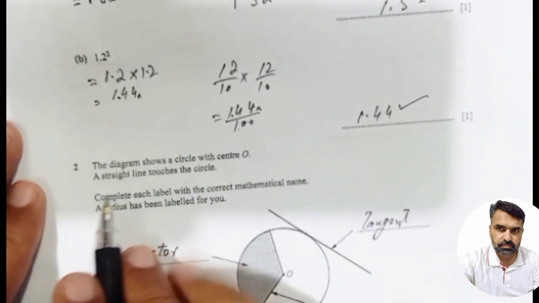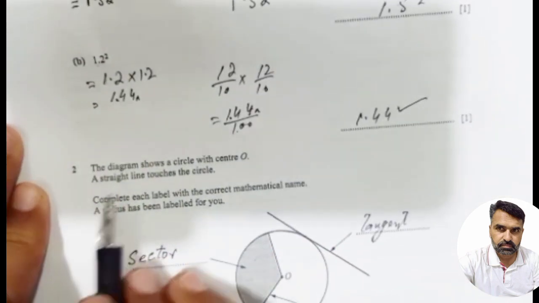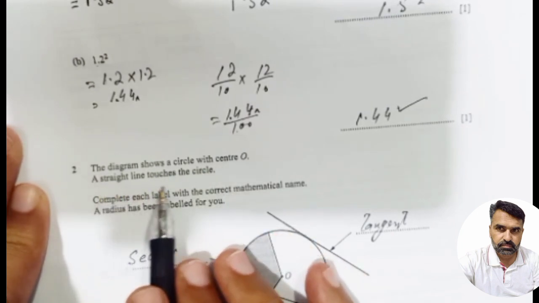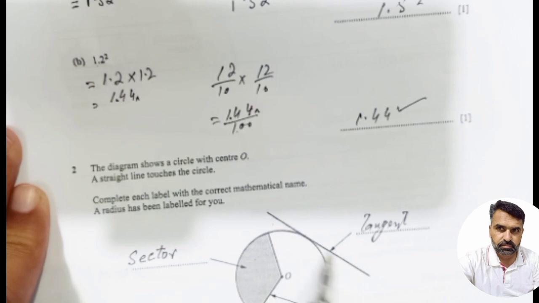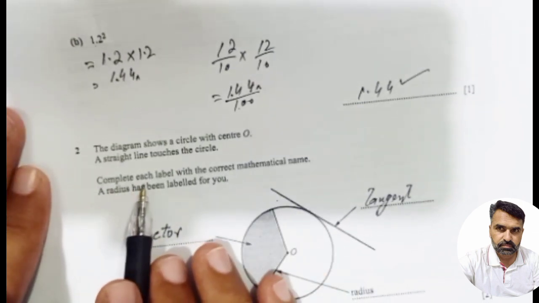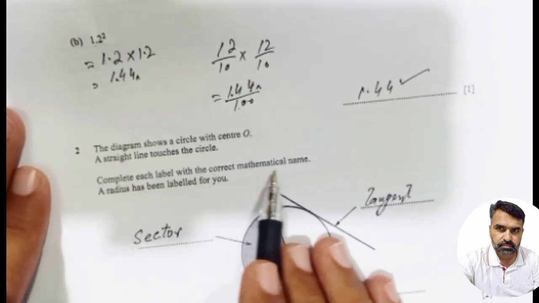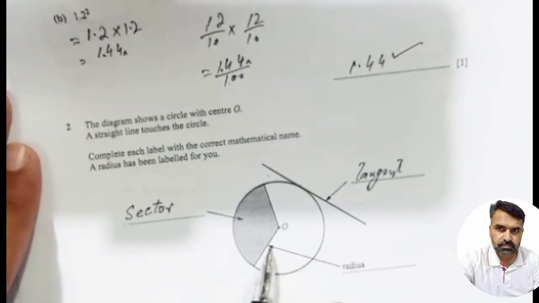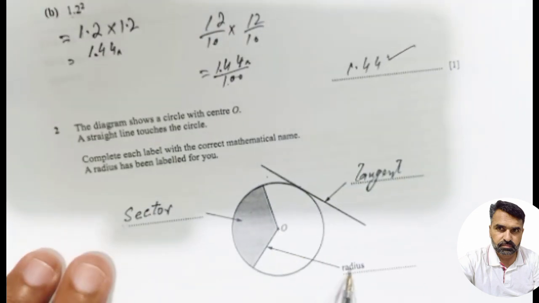Question number 2 is: the diagram shows a circle with center O. A straight line touches the circle. This is the line that is touching the circle. Complete each label with the correct mathematical name. A radius has been labeled for you. This is the radius and it is written as well.